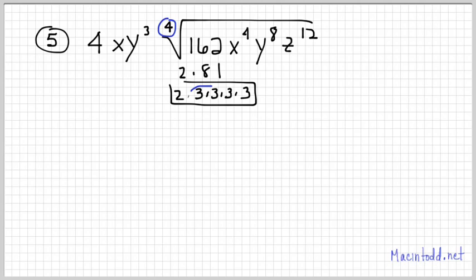I'm looking for 4 of a kind, and I've got 4 3's in it. So a 3 comes out, giving me 3 times 4, 12 on the outside. Let's go ahead and keep track of what's inside, leaving a 2 on the inside.